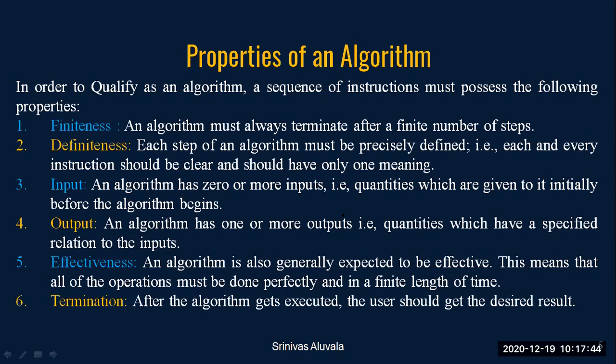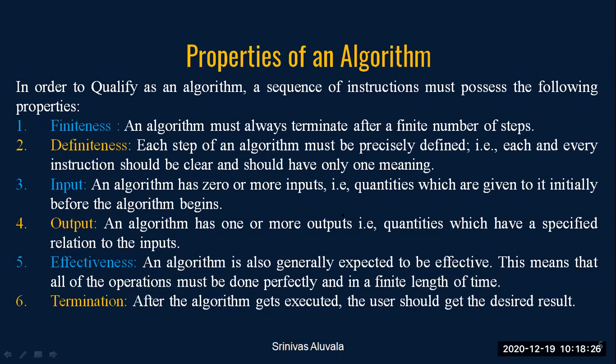Then the last property of the algorithm, as we already know, is the end of the algorithm, the termination of the algorithm. After the algorithm gets executed, the user should get the desired result, and there the algorithm needs to end. If my algorithm is not ending, then it is not an algorithm. That's where the properties define finiteness and termination. It should have a finite number of steps to give a solution. When it has some number of steps, definitely it needs to end at some point. There should be a termination for the algorithm.